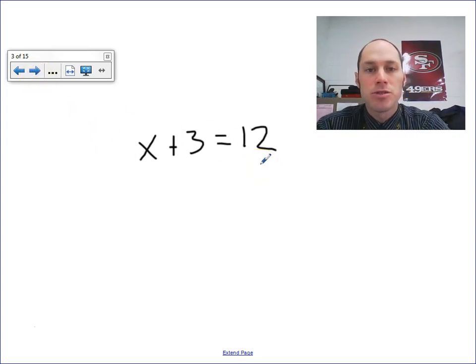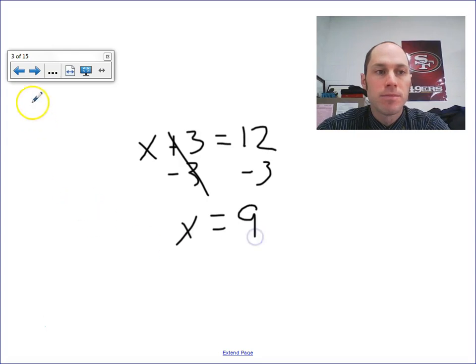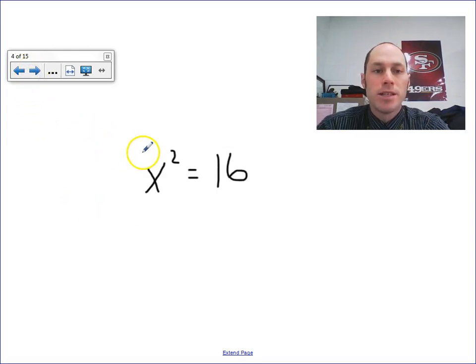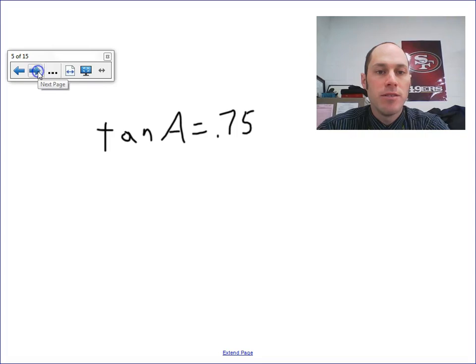Same way, if I had x plus 3 equals 12, in order to get x by itself here, I'm adding 3. I need to do the inverse of adding, which is subtracting. So I subtract 3 on both sides of the equation and get x equals 9. When I take x squared equals 16, well, the inverse of squaring is taking the square root. So I take the square root of both sides, and x is equal to plus or minus 4. So that's what we're doing today, is finding the inverse.